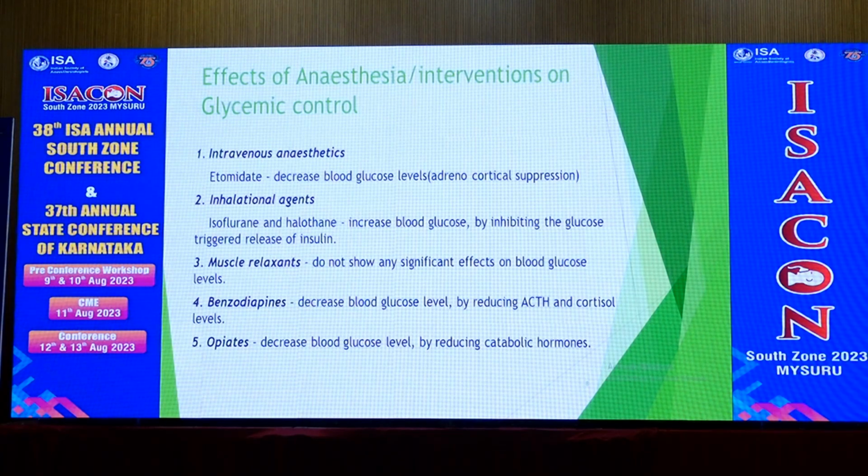Among inhalational agents, isoflurane and halothane are known to increase the blood glucose levels, probably by inhibiting the glucose-triggered release of insulin. With muscle relaxants, we don't find any significant effects on the blood glucose. Benzodiazepines decrease the blood glucose by reducing the ACTH and the cortisol levels. Opiates decrease the blood glucose levels by reducing the catabolic hormones.